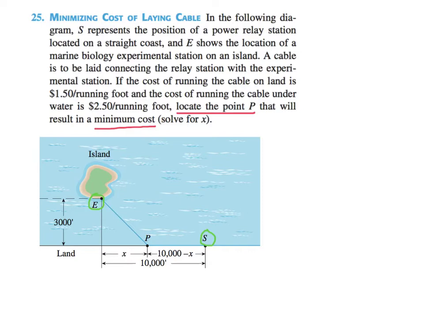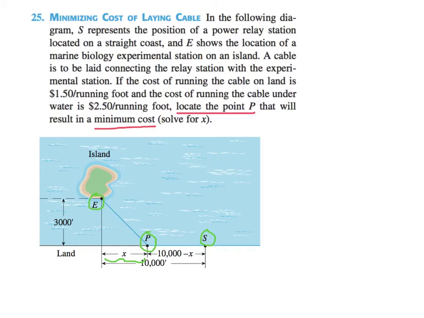If the cost of running the cable on land is $1.50 per running foot, and the cost for running cable underwater is $2.50 per running foot, locate the point P, which is this point here, that will result in a minimum cost. In other words, we're solving for X, which is this distance right here. Everything in our problem is going to be based on X.